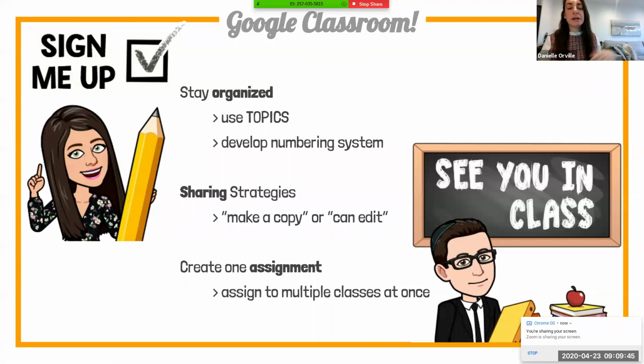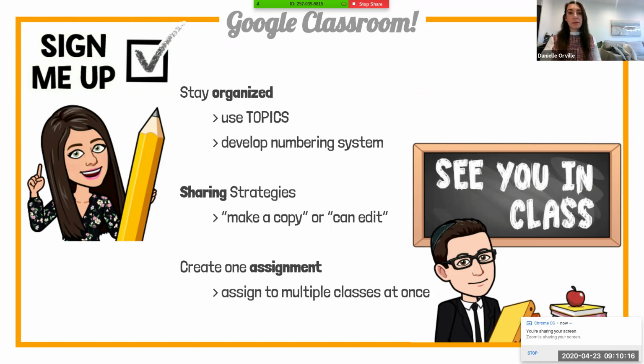Here's what I'm going to go over today, and then we're going to jump into it. So number one, as I mentioned already, staying organized in Google Classroom is crucial for your success and your students' success. It's very easy for Google Classroom to get messy and confusing. So we have two suggestions to help streamline your classroom. Number one is using topics, which I'm going to show you in a minute. And the next one is developing a numbering system, that way your students know which assignment they're up to. And again, I'll show you an example of that.